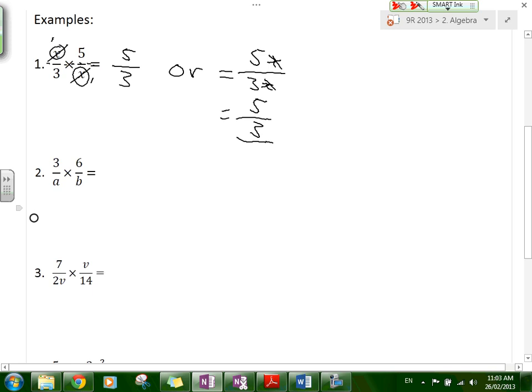Okay? So that's the first one. Now the next one is 3 over a times 6 over b. Are there any common factors in any of the denominators with any of the numerators? No, a, b, 3, 6 have no common factors, and so we simply multiply. It becomes 18 over ab, right? You can't simplify that anymore. It's just a simple multiplication, top with top, bottom with bottom.